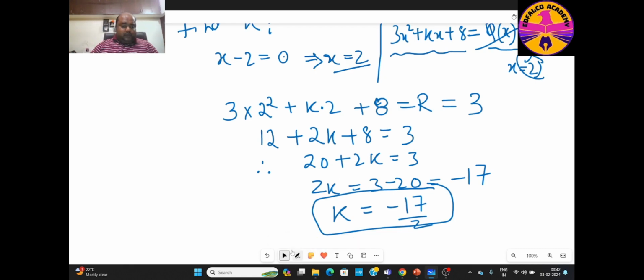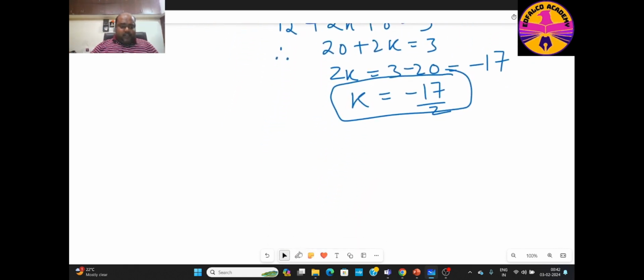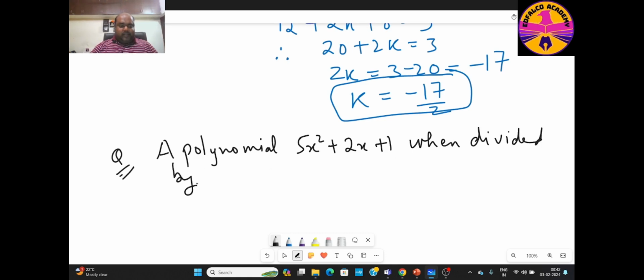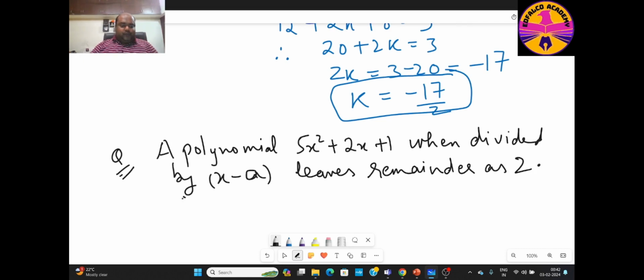Now this is one of the problems. Then let's pick one more problem and then we can close it. So the question can be: a polynomial 5x square plus 2x plus 1, when divided by x minus a, leaves remainder as 2. So we have to find a. Suppose this is the question.